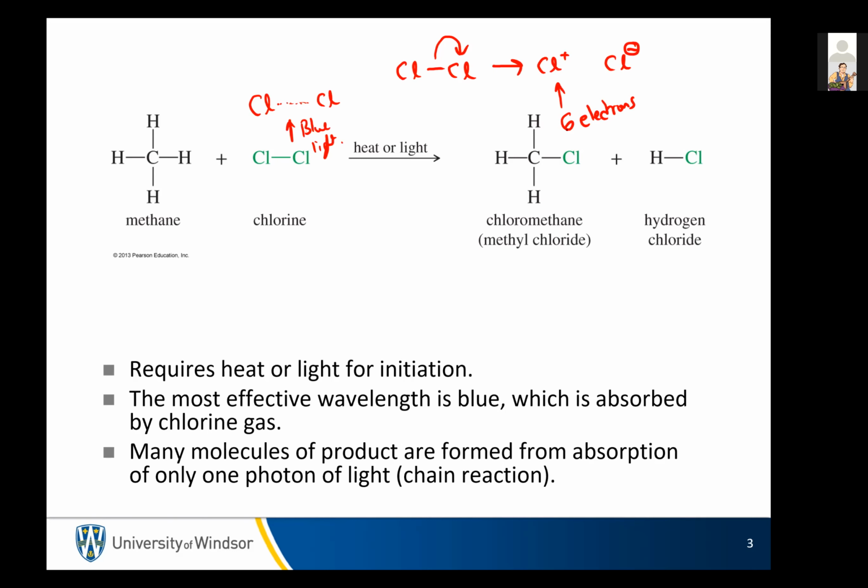The other way we can break the chlorine-chlorine bond, so this is called heterolysis. Lysis meaning breaking, hetero meaning different. So we have different breaking. One of them is positive, one of them is negative. In contrast to that, we have homolysis. Lysis meaning breaking, homo meaning same, and so we break the same.